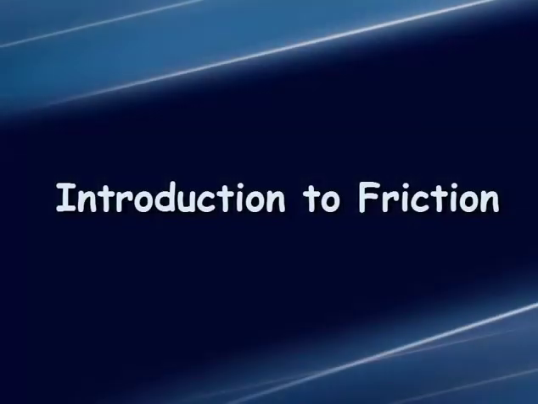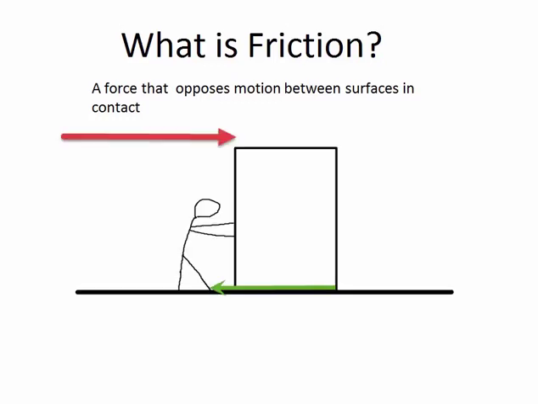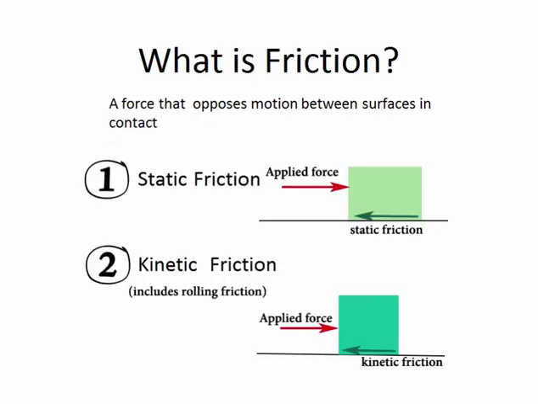In this video, we'll talk about friction. So, what is friction? It's a force that opposes motion between surfaces, but also allows us to walk. Think about trying to walk on ice. Friction opposes your motion, except when it provides an anchor point so you can walk. We'll talk about this in another video.